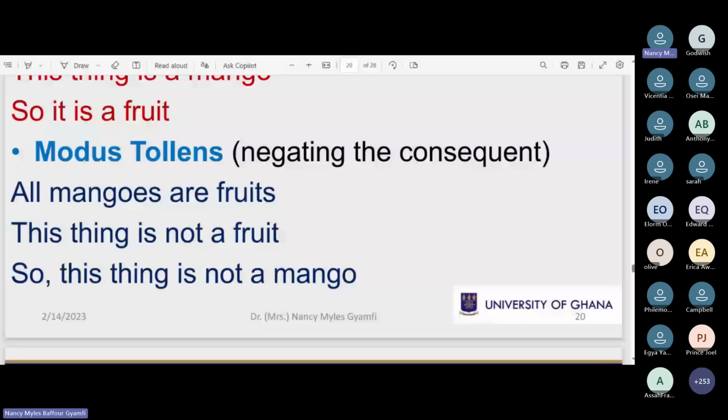So you see that we are negating both the second premise and the conclusion, but we make sure we bring the consequent first. We negate the consequent first. Then we conclude by negating the antecedent. That is valid. That is modus tollens. So let's try the examples we had earlier. If Amma has a passport, then she can travel. Everybody write it down. If Amma has a passport, then she can travel.